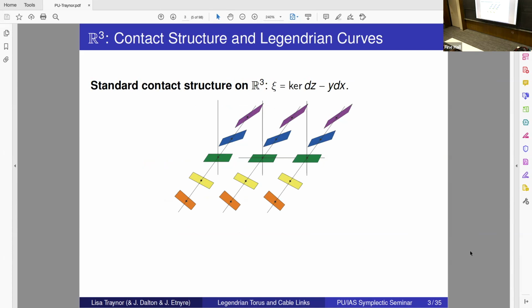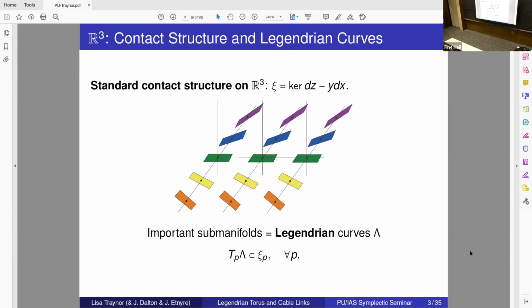And inside this manifold, the important objects are Legendrian curves. These are always tangent to these planes. Feel free to ask questions. I don't know a lot of you, so I don't know what background you have. I know symplectic geometry is very big nowadays, so feel free to ask questions if anything is not clear.